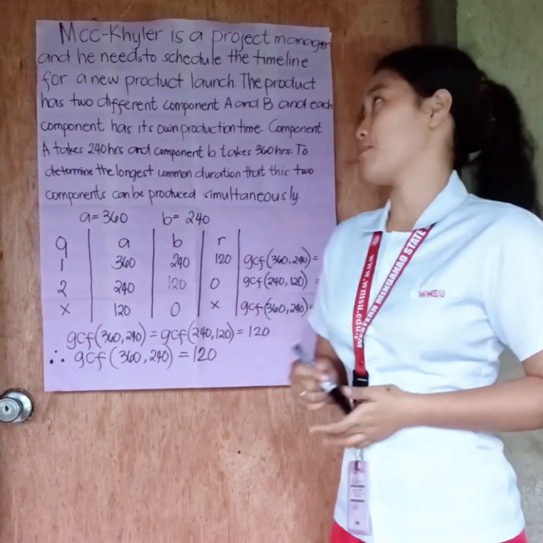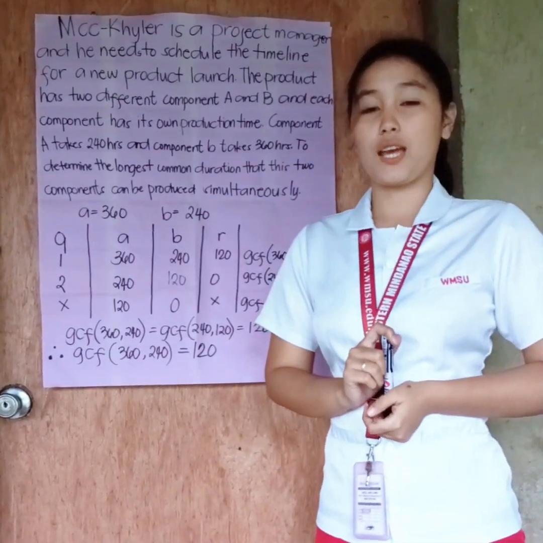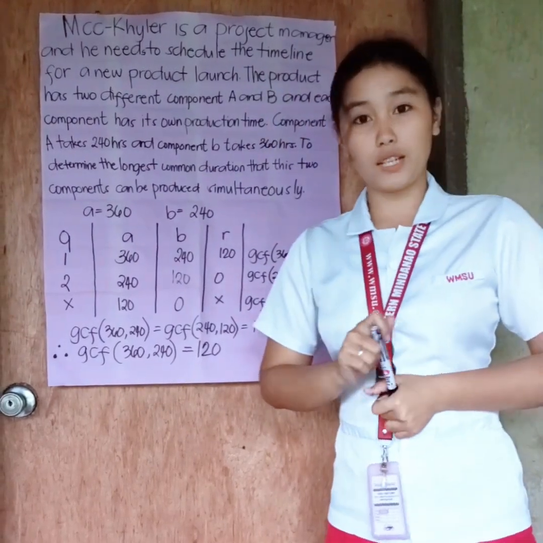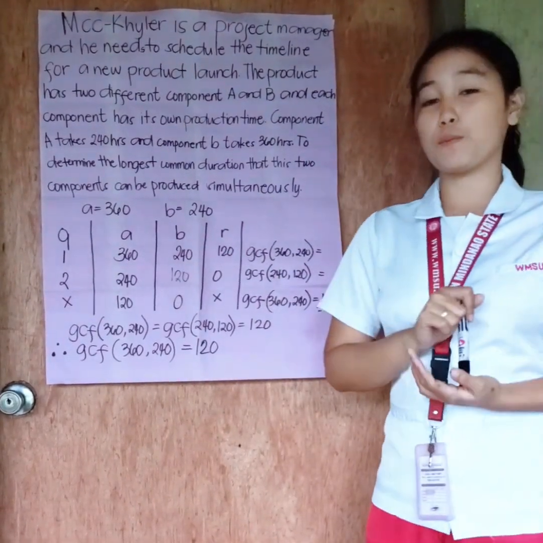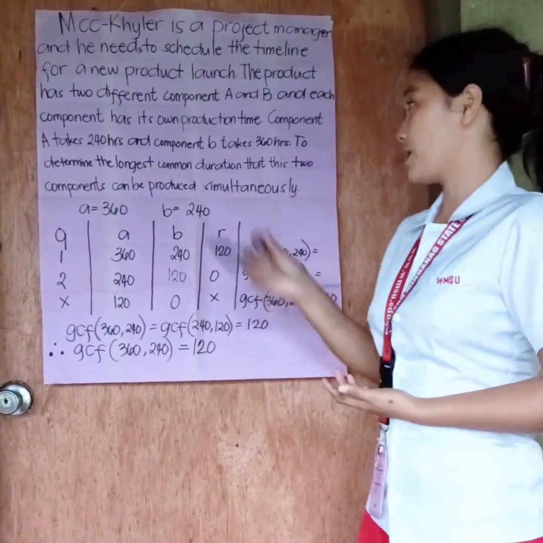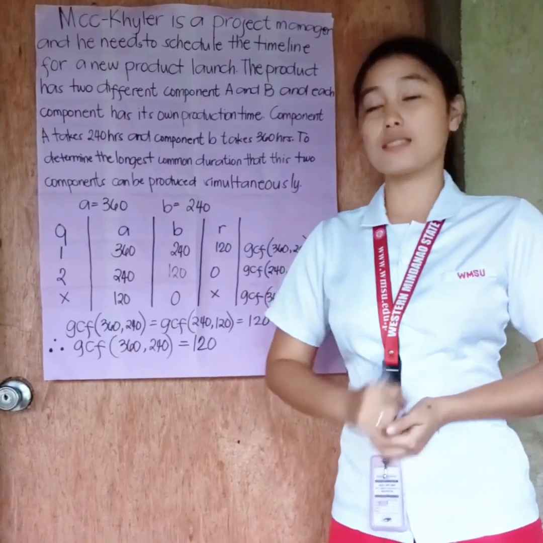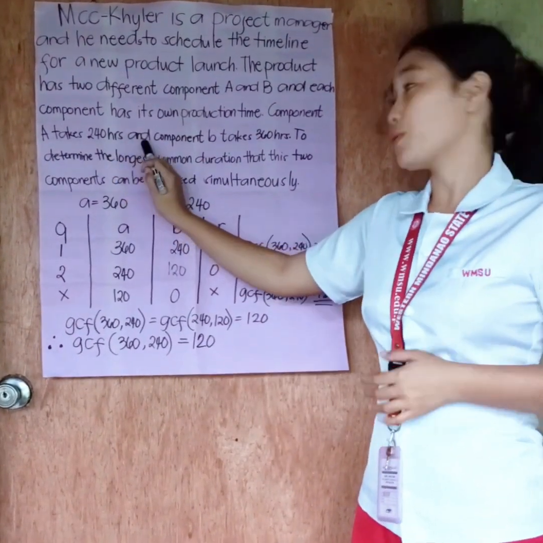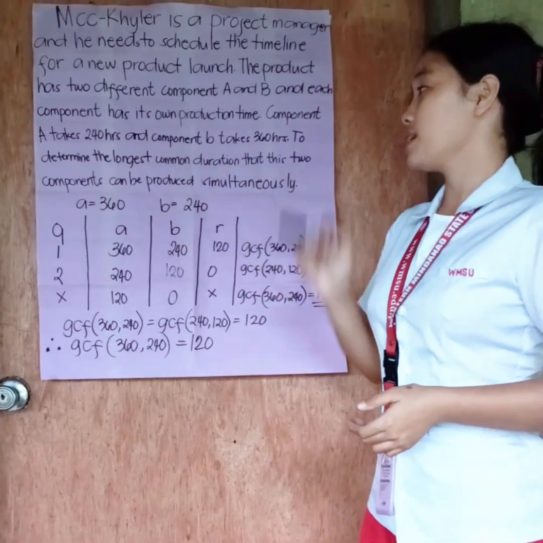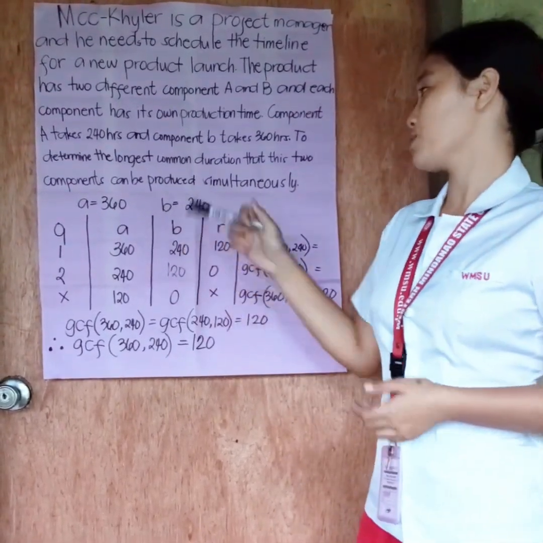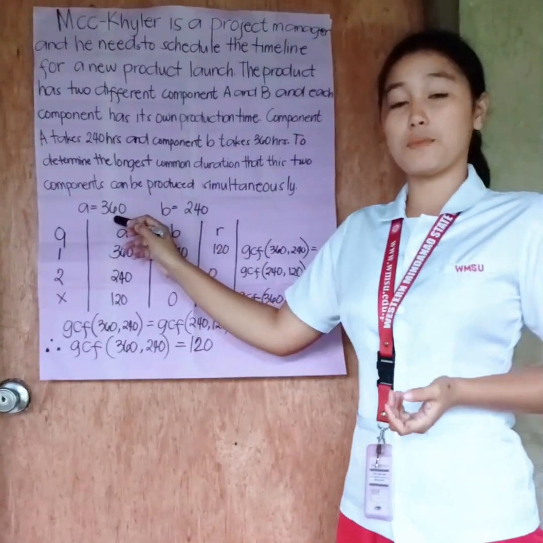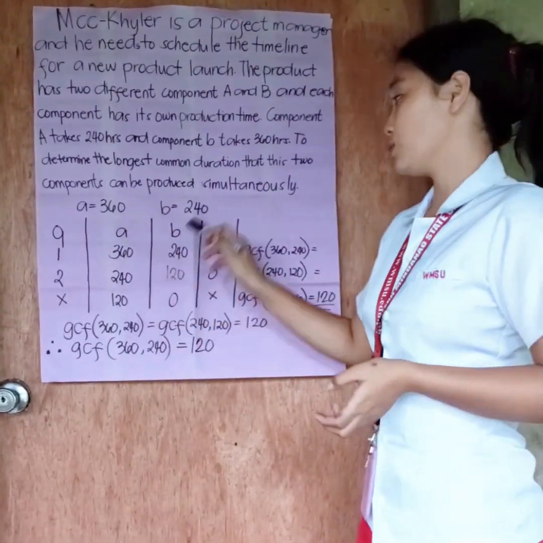Let's have a real-life example in finding the greatest common factor using the Euclidean algorithm. Here's the problem. Heather is a project manager and needs to schedule the timeline for a new product launch. The product has 2 different components, A and B, and each component has its own production time. Component A takes 240 hours and component B takes 360 hours. Determine the longest duration that these 2 components can be produced simultaneously.